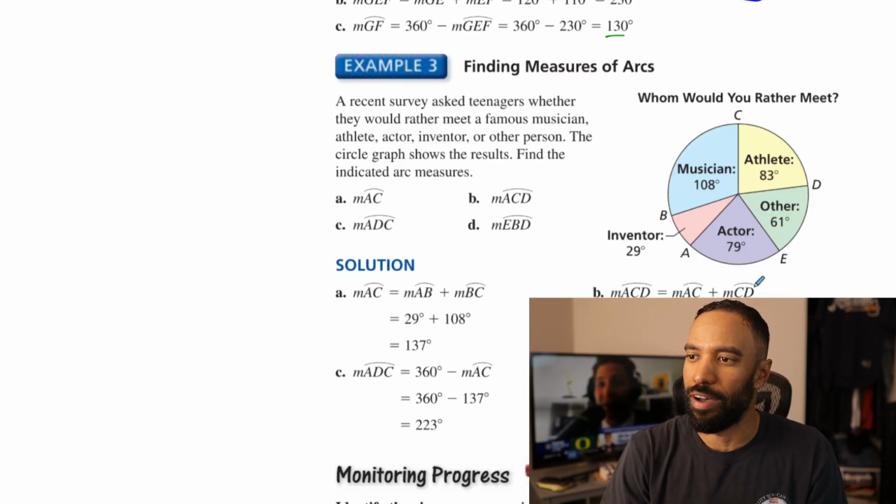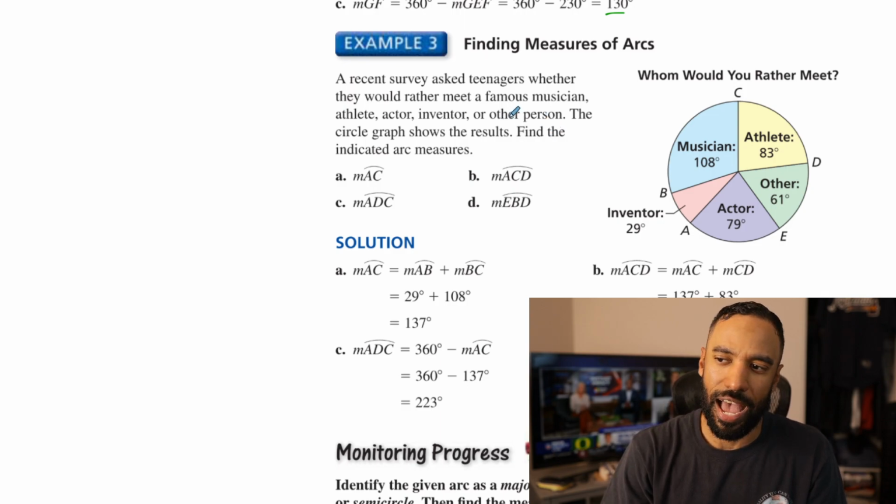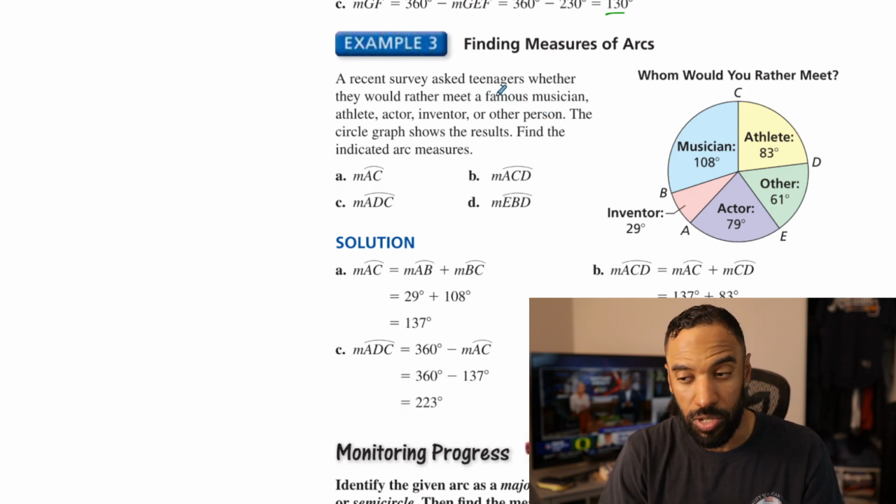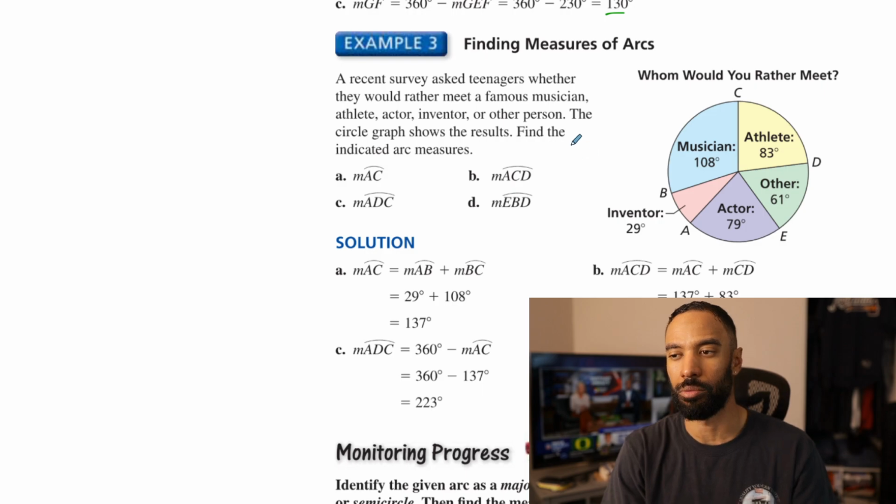Okay, another example, finding measures of arcs. A recent survey asked teenagers whether they would rather meet a famous musician, athlete, actor, inventor, or other person.